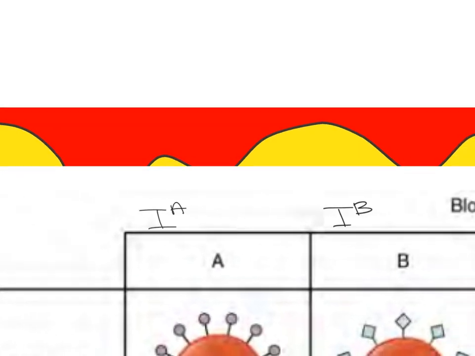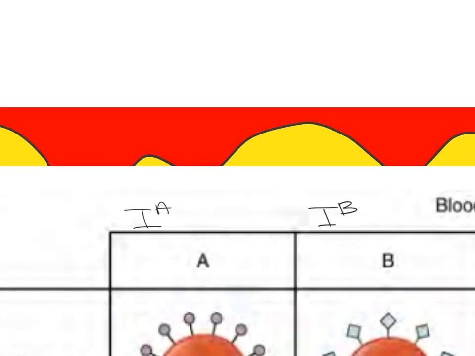The only way to have type O blood is if you are recessive. Two lowercase i's represent type O. So if I come back here and look at type A and type B, there are two types of genotypes that can give me type A or type B blood. If I'm type A, I can be homozygous, which means I have the same two alleles, or I can be heterozygous for type A.